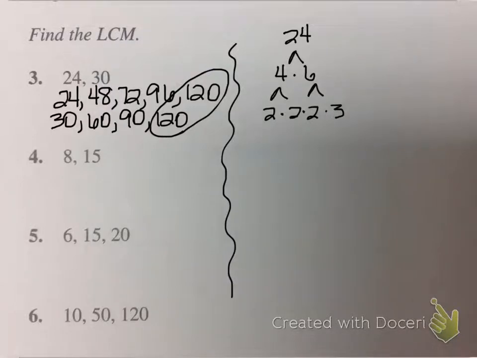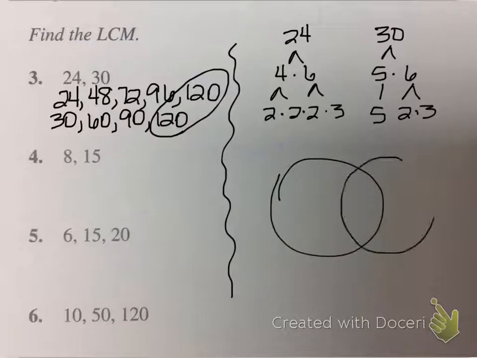So there's my prime factorization. Now let's look at 30. We have 5 times 6, the 6 breaks down into 2 and 3, and the 5 comes down. Now, how do you find the LCM if you have prime factorizations?